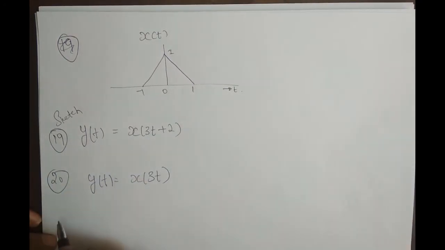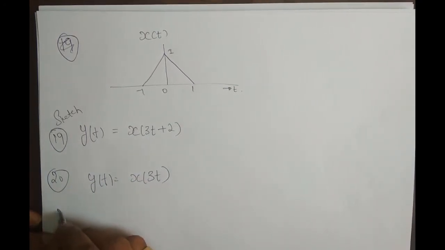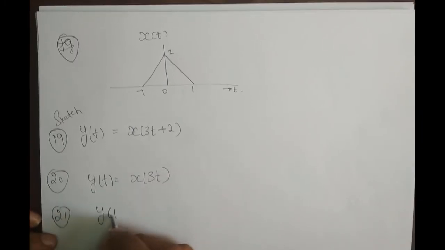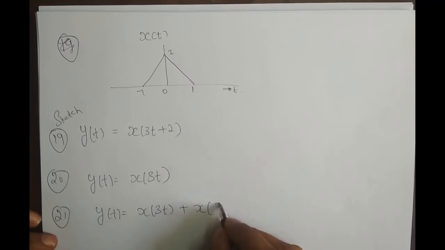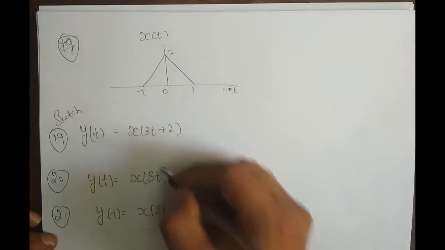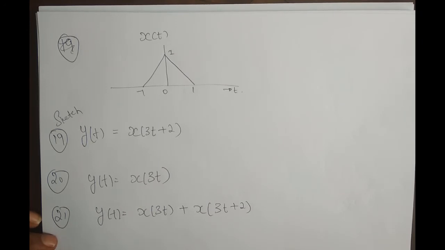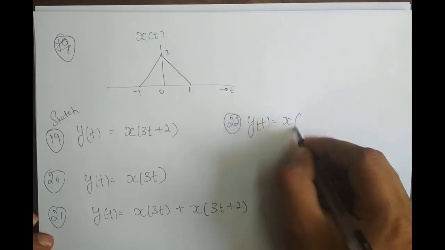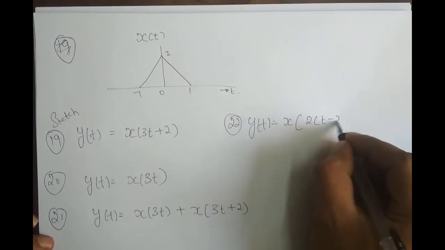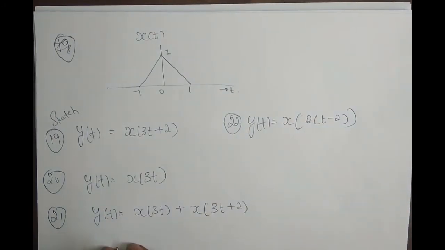Okay, I'll come back to that. So next, problem number 21, you have to sketch y of t is equal to x of 3t plus x of 3t plus 2. Basically, the sum of these two will give you the signal. Problem number 22: you have to sketch y of t is equal to x of 2 times t minus 2.